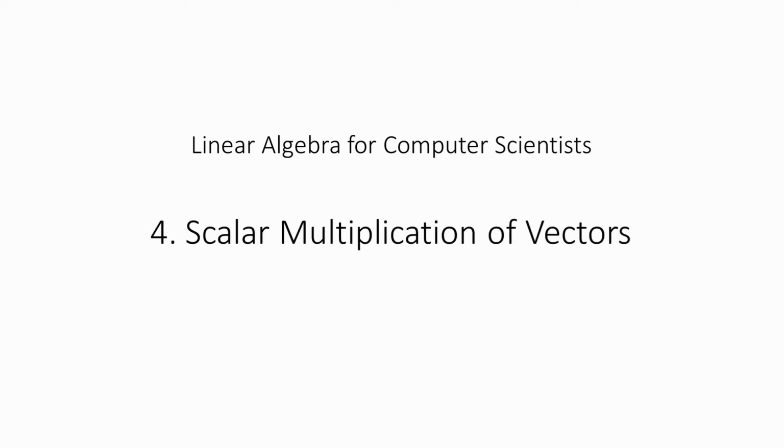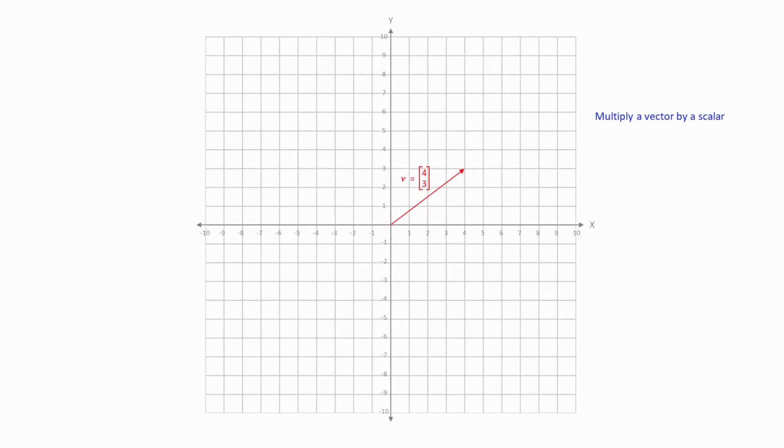There are two ways that you can make new vectors from existing vectors. One of these is vector addition, and the other is scalar multiplication. In this video, we'll look at multiplying a vector by a scalar quantity. A scalar is just another name for a number. A scalar has magnitude only, no direction.